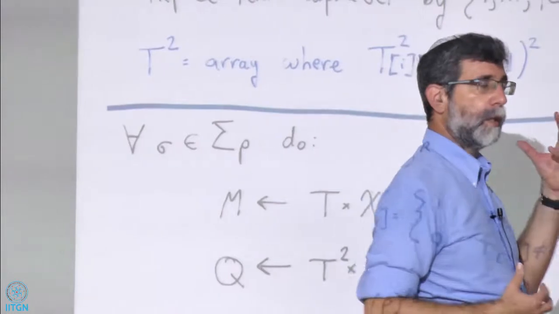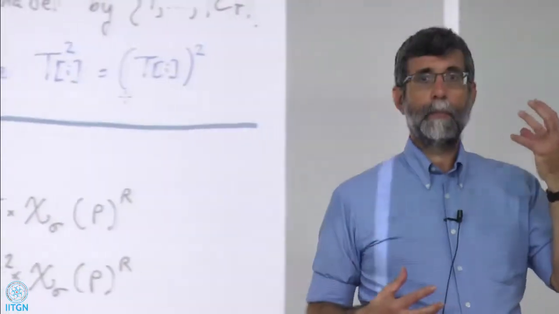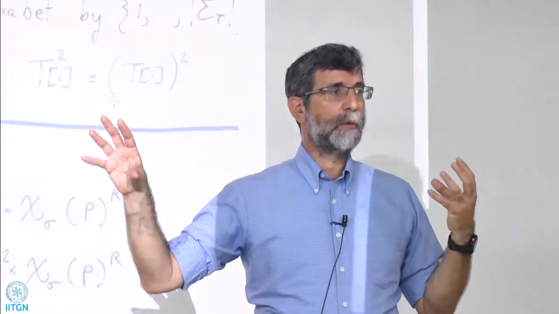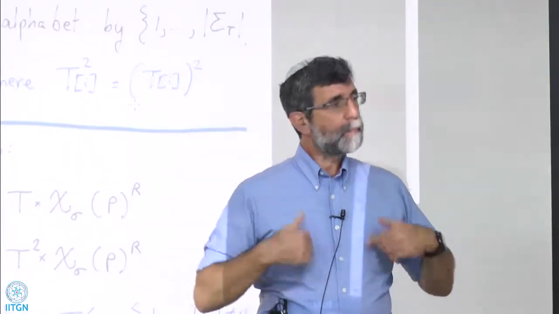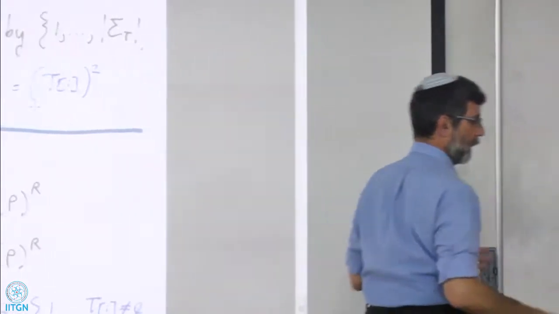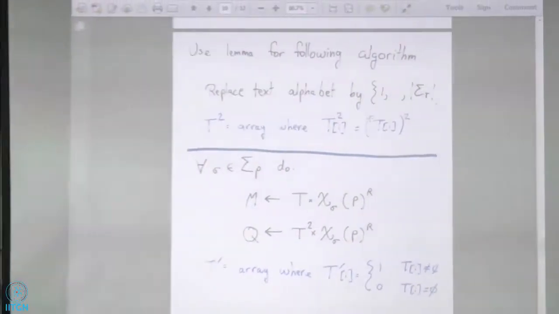So ask whether the sum of the elements squared is equal to K times the sum of the squares. If it's equal, it's a match. If it's not equal, it's not a match. Okay, so if the idea is clear, let's follow now the details.